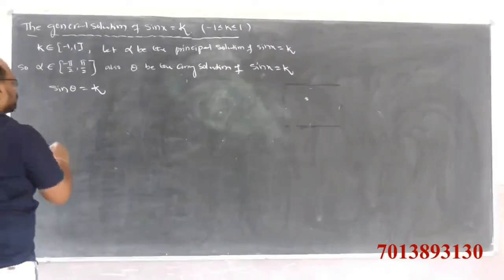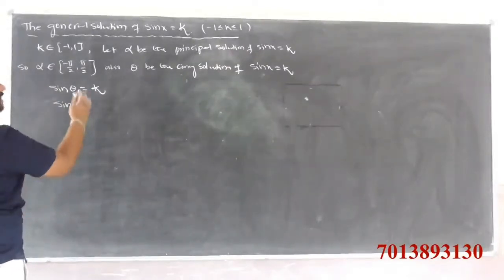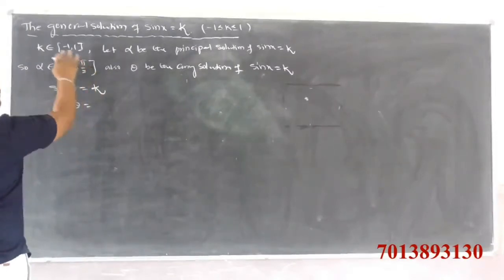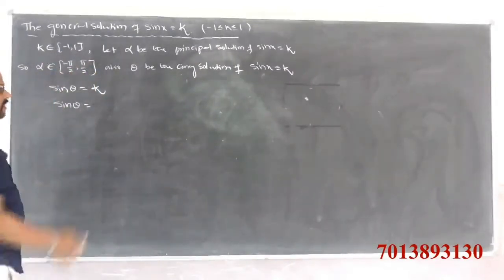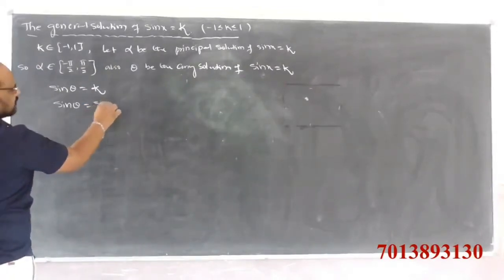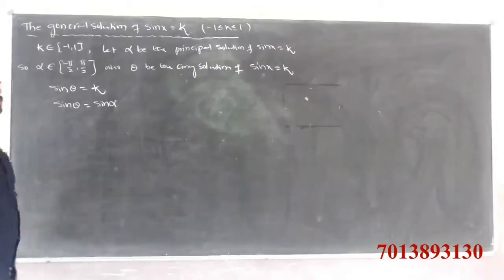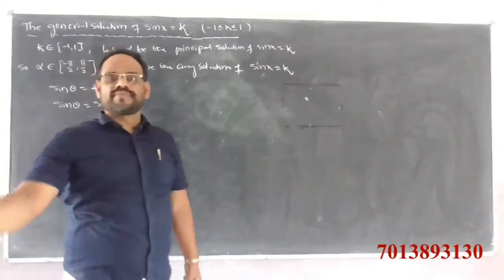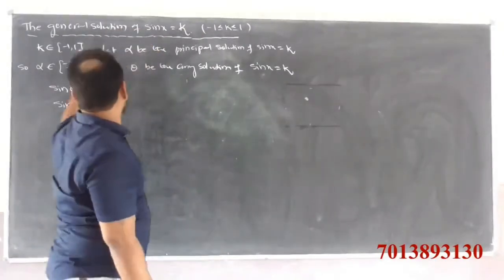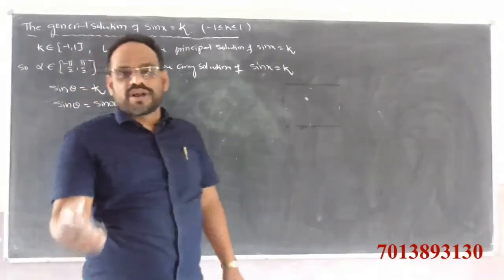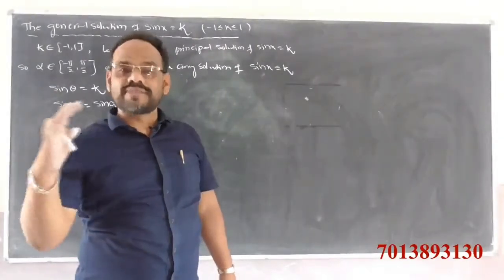So sin theta is equal to k. If k is between minus 1 and plus 1, alpha belongs to minus pi by 2 to plus pi by 2, so k can be written as sin alpha. For example, if sin theta is equal to 1 by root 2, 1 by root 2 lies between minus 1 and plus 1, so 1 by root 2 can be expressed as sin pi by 4. Sin theta is equal to sin pi by 4.